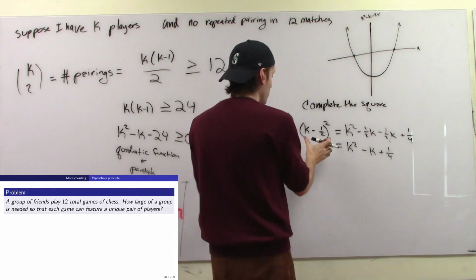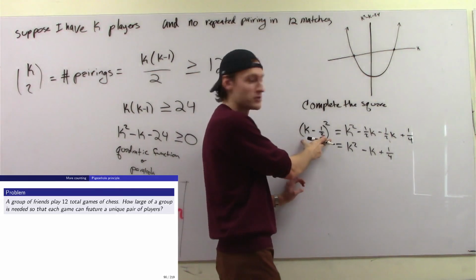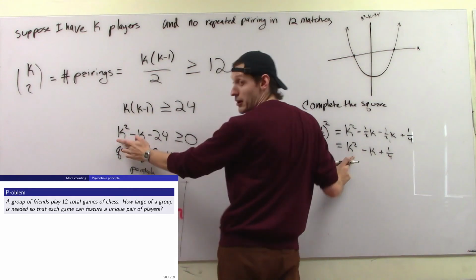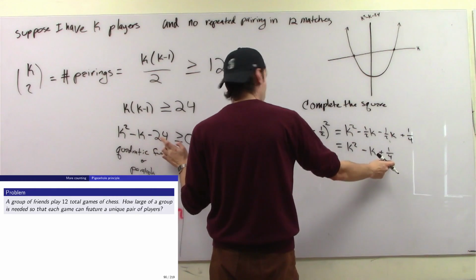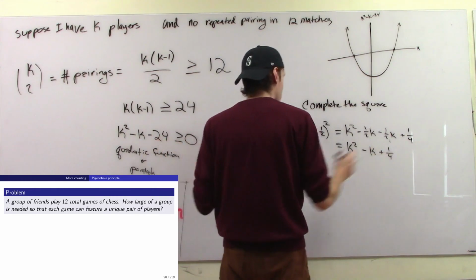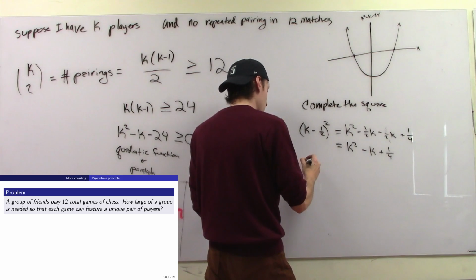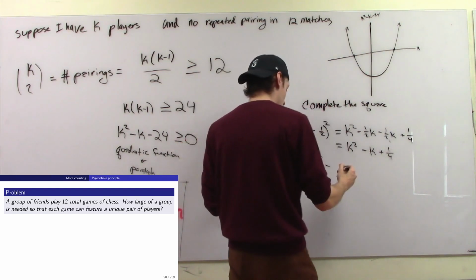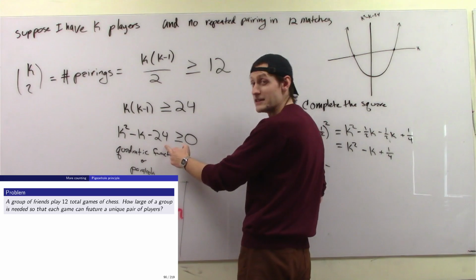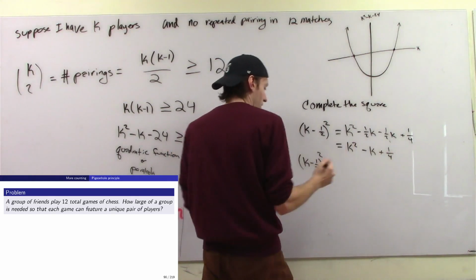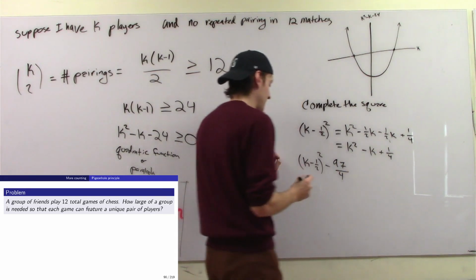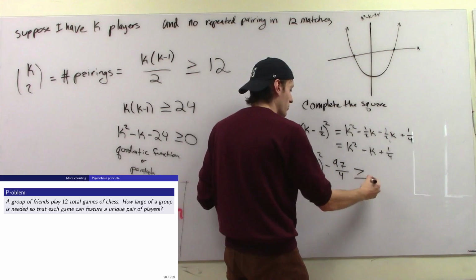We're trying to take something that looks like this and write this plus or minus a number should be equal to this thing right here. They have the same k squared term, they have the same k term, but they're different by this constant term. So what does this mean? This means that k minus 1/2 squared minus the difference between these two, that ends up being, this is 96/4, and this is 1/4, and the difference between those, we have 97/4, should be greater than or equal to 0.